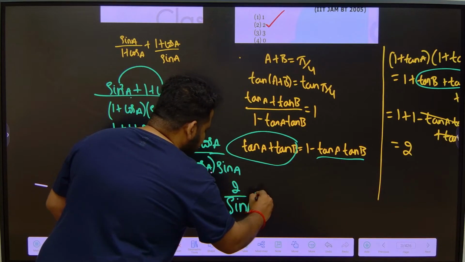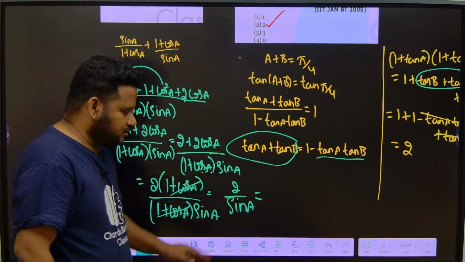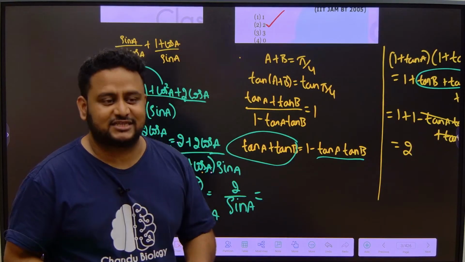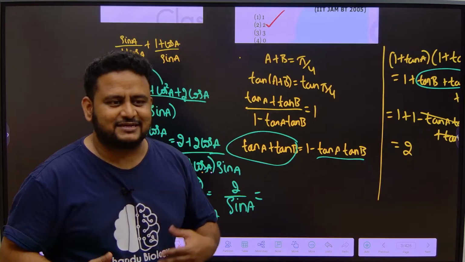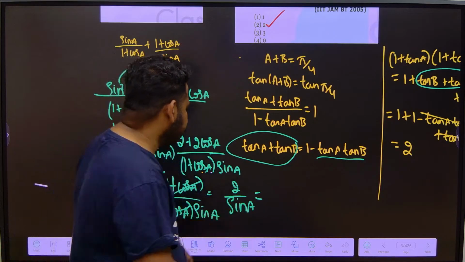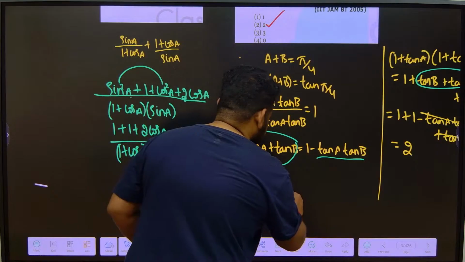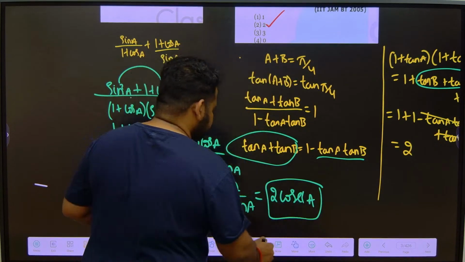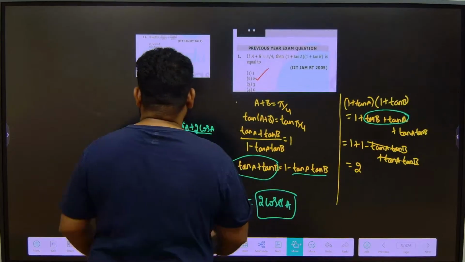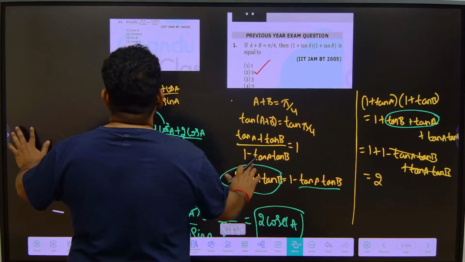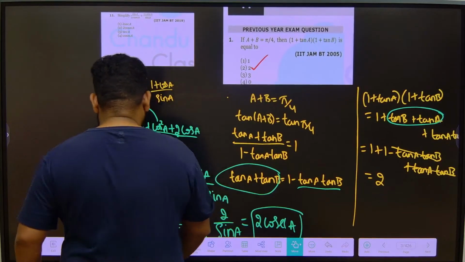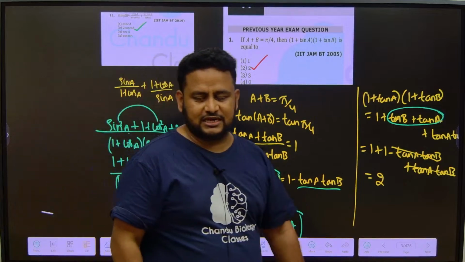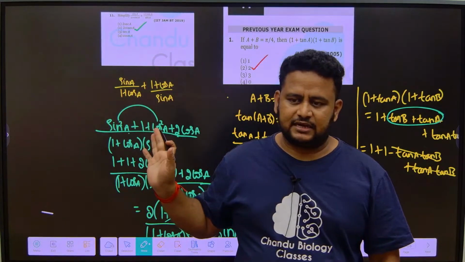So, what is the value of that? What is 1 by sin A? Cosec theta. Okay, 1 by sin A is cosec A. So, I can write it as 2 cosec A. Very simple question, just based on LCM and basic trigonometry. So, as per that, the answer is 2 cosec A. That is nothing but option 2, 2 cosec A is the right answer to this question. Clear?